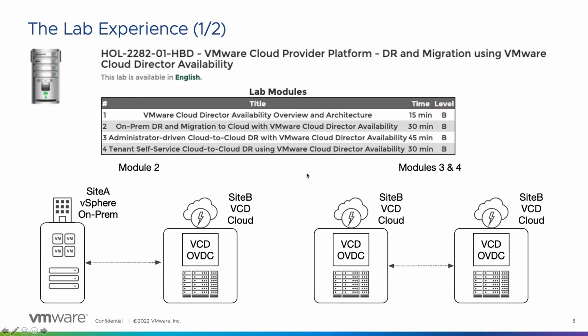But then the main difference between 3 and 4 is module 3 is showing it as if the administrator was using it to migrate or failover VMs from one to the other. And then module 4 is the same thing, but it's driven by the tenant. So that's the nice thing about this.